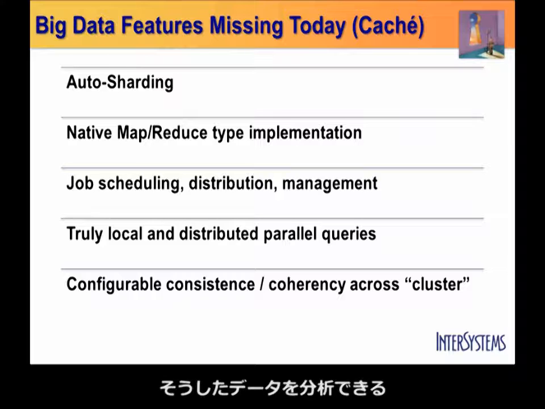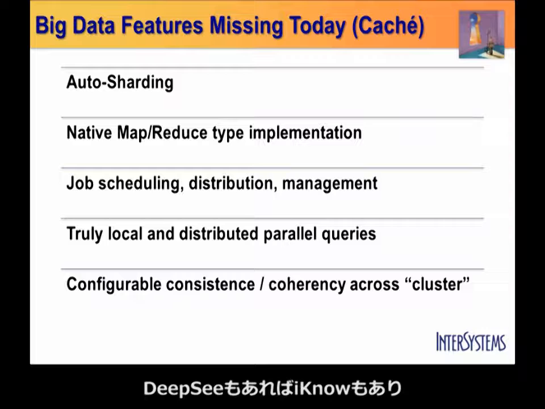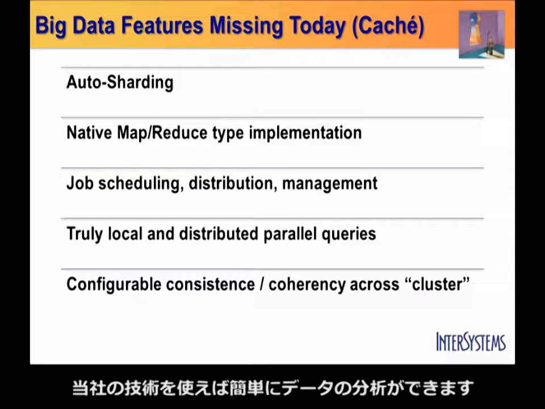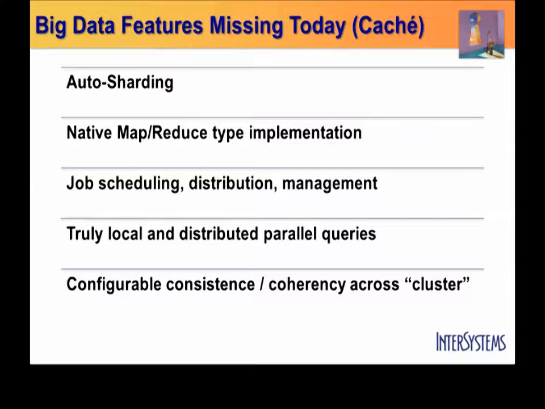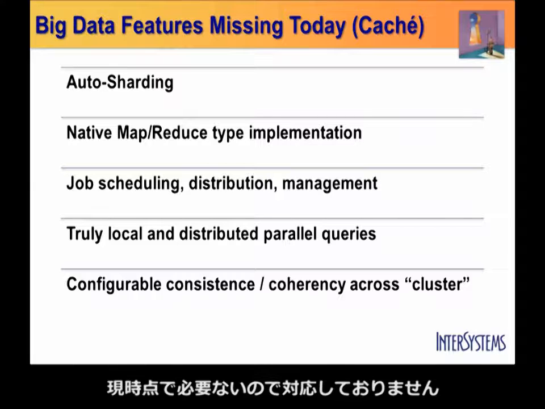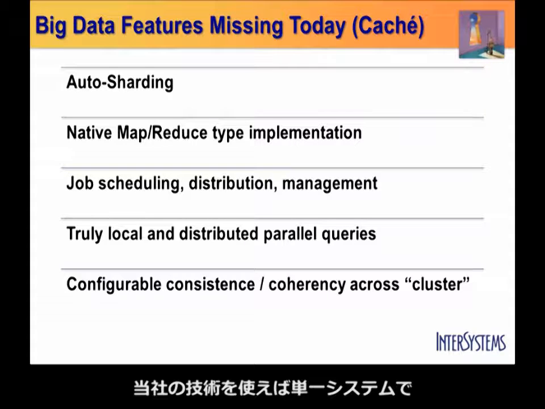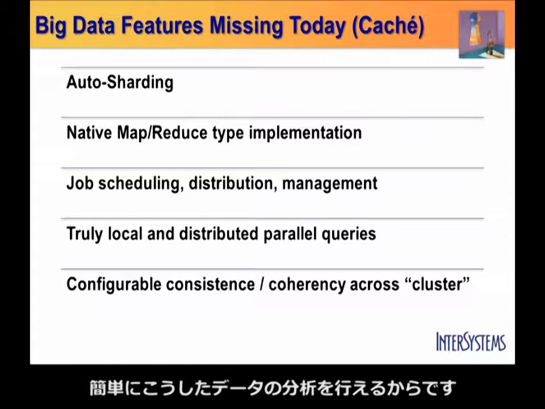We have fantastic tools for you to be able to analyze that data. We have Deep Sea. We have INO. You can unlock the meaning of this data very easily today using our technologies, okay? We don't do all of this stuff simply, honestly, because we don't have a reason to do this stuff yet, okay? Because you can take a lot of this data and analyze it very, very easily on a single system using our technologies, frankly, okay?